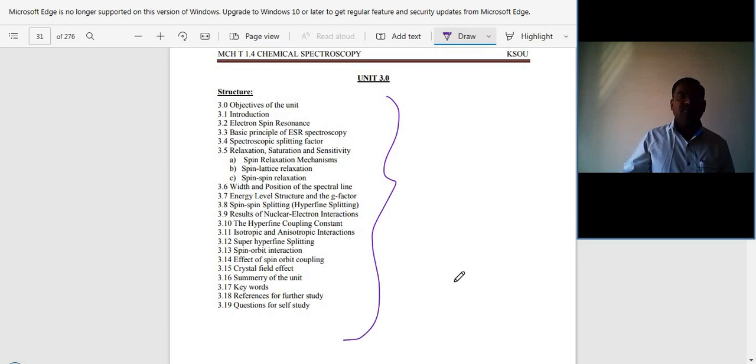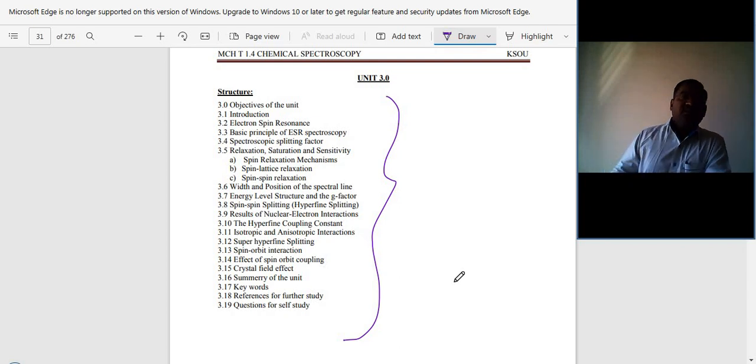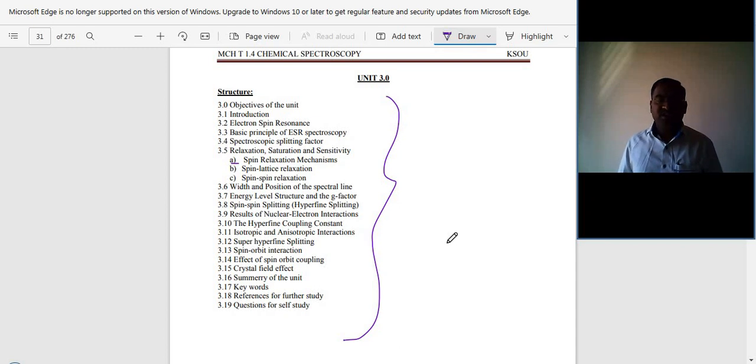Next, Unit 3. From this Unit 3, we have to discuss the introduction of electron spin resonance, basic principles of electron spin resonance spectroscopy, spectroscopic splitting factor, relaxation, that is spin relaxation mechanism, spin lattice relaxation, spin-spin relaxation, width and position of the spectral line, hyperfine coupling constant, isotropic and anisotropic interaction, and super hyperfine splitting, etc.